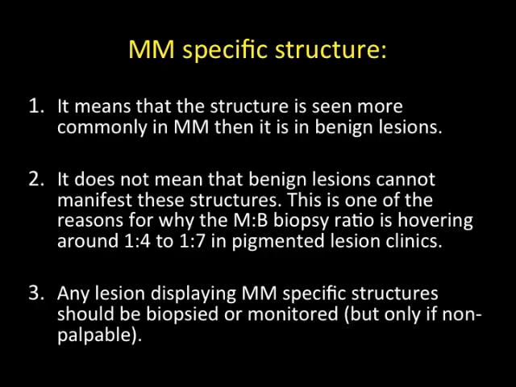Both lesions reveal serpentine vessels, which is considered to be a melanoma-specific structure. What does melanoma-specific mean? It means that the structure is more often seen in melanoma than it is in a benign lesion. It does not mean that benign lesions cannot manifest a melanoma-specific structure. This is one reason for why the malignant to benign ratio is hovering around 1 to 4 to 1 to 7 in pigmented lesion clinics.